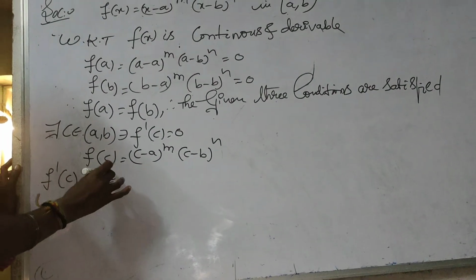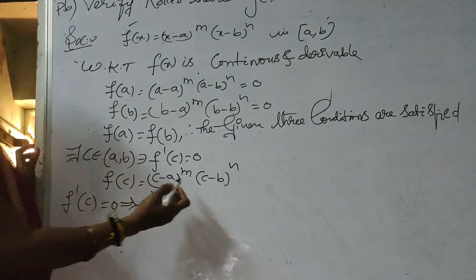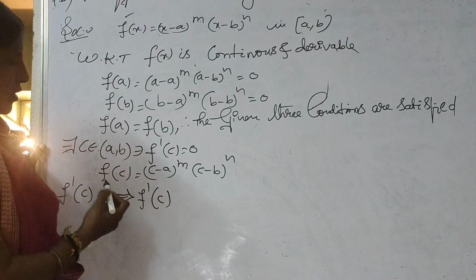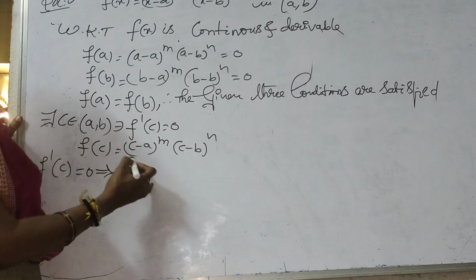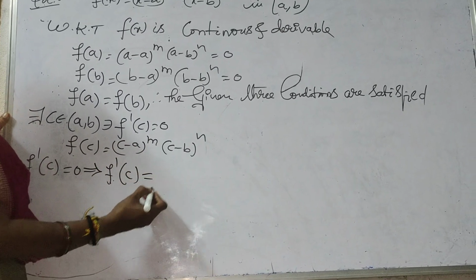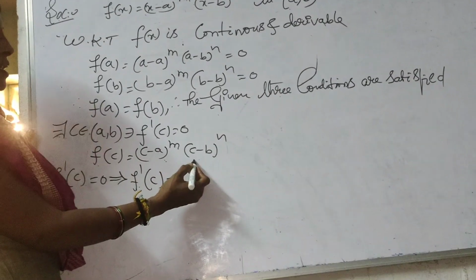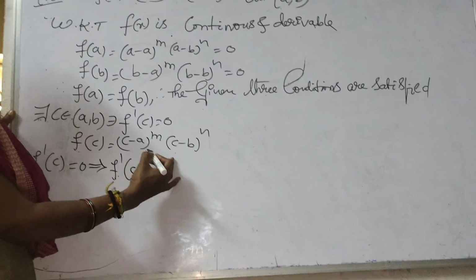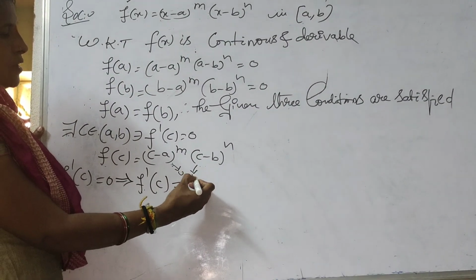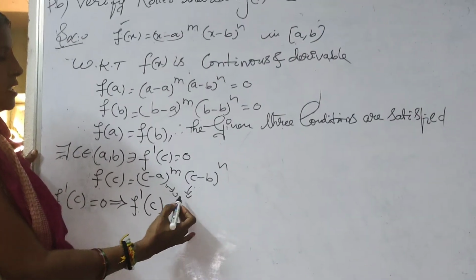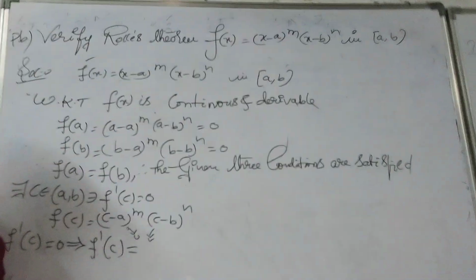First of all, find f dash of c. Here f of c is there, and we differentiate it one time to get f dash of c. In this function f of c there are two functions; assume this is u and this is v. Now using the differentiation formula for u v, what is the formula?